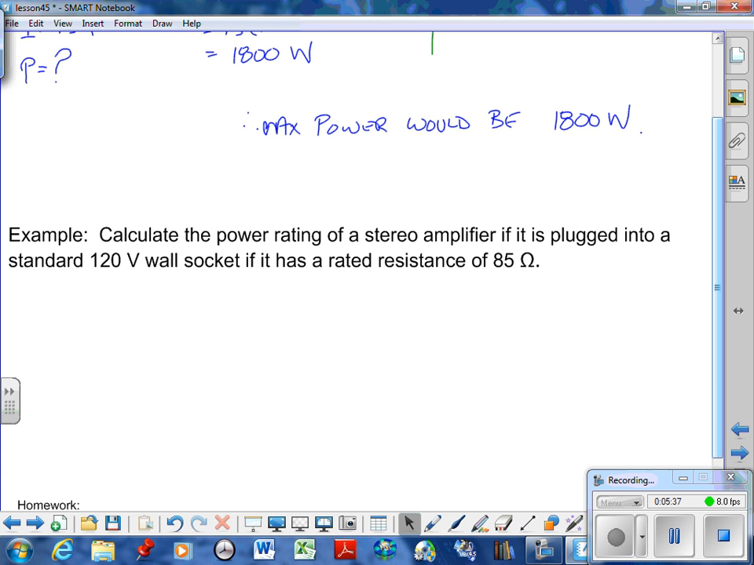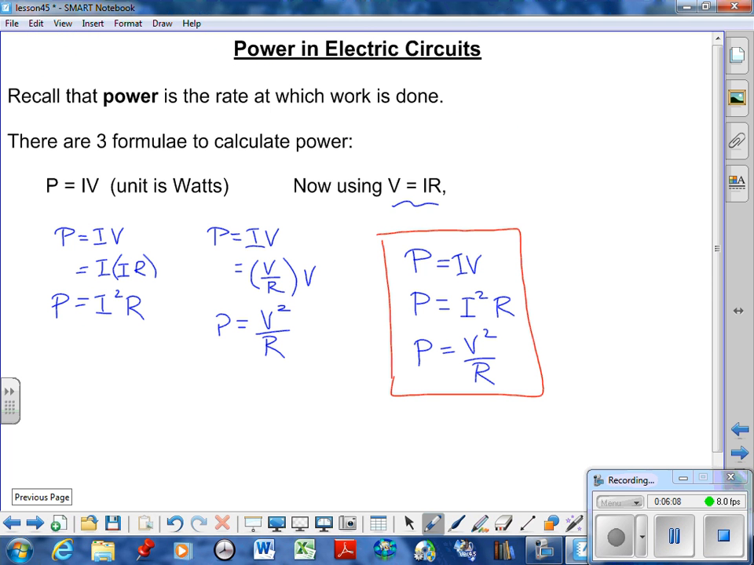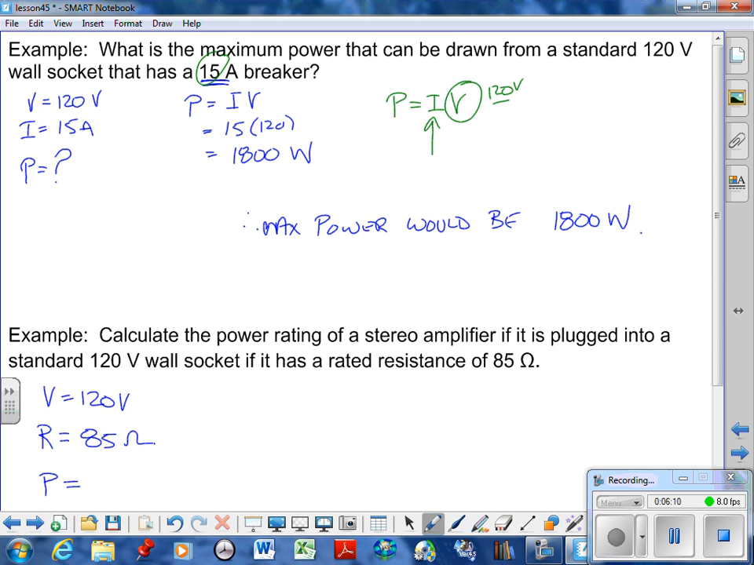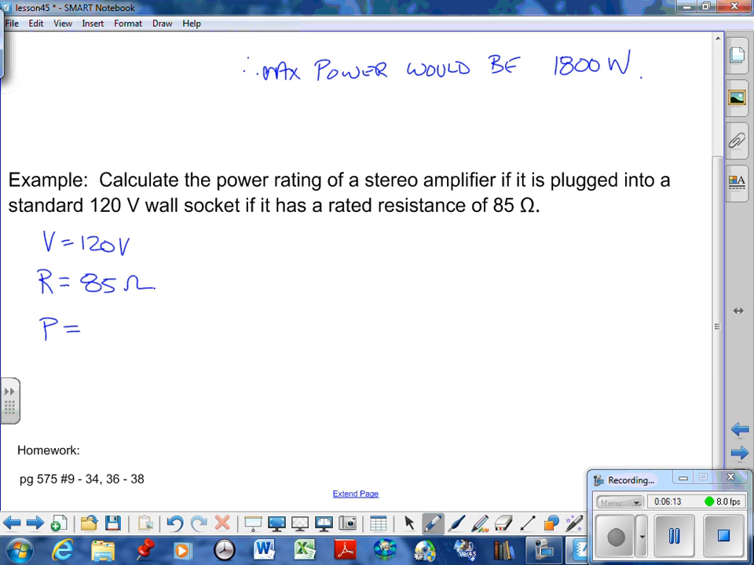So calculate the power rating of a stereo amp. So this is your amplifier. If it's plugged into a 120 volt wall socket, it has a rated resistance of 85 ohms. And if you look in the back of the electronic equipment, you'll find all these measurements. Okay, so if you do have a chance, take a look at the back. So we know the voltage is 120, and we know the resistance in this case is 85. So we're looking for power. So what is the power rating? So going back to your three formulas, you have V squared over R, which is what will connect everything together for us. So power equals V squared over R.